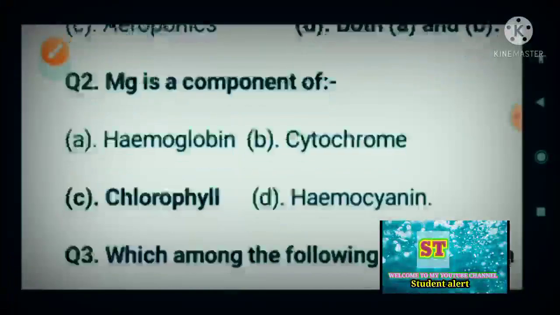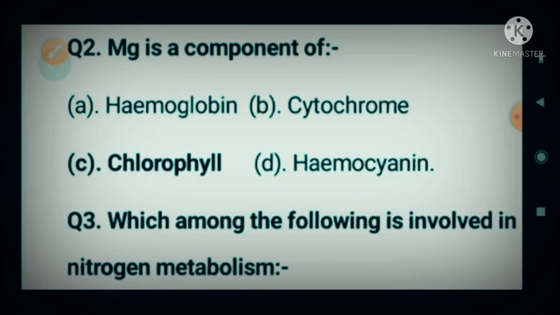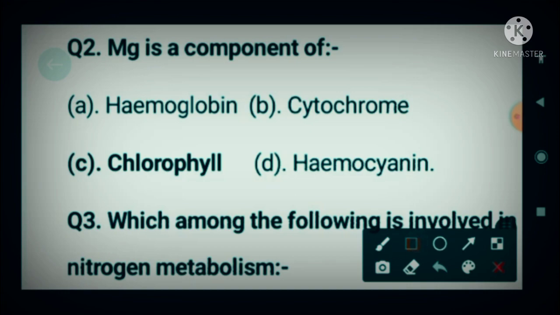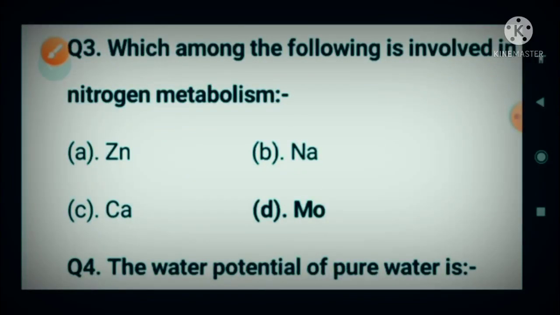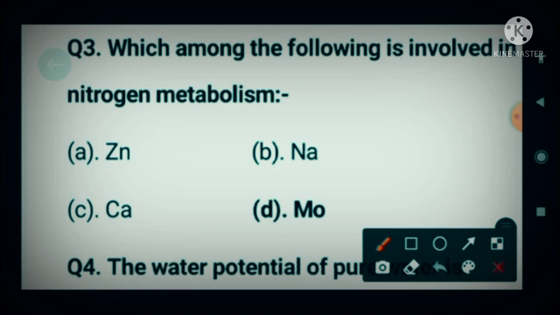Next question is: magnesium is a component of hemoglobin, cytochrome, chlorophyll, hemocyanin. The right option is chlorophyll. Next question is: which among the following is involved in nitrogen metabolism? Zinc, sodium, calcium, molybdenum. The right option is option D, that is molybdenum.